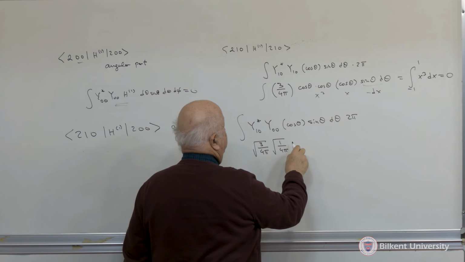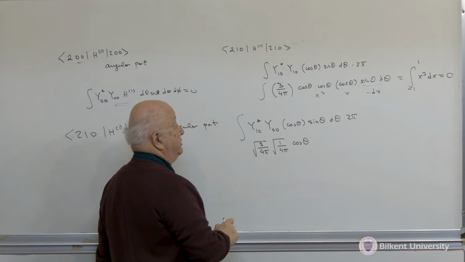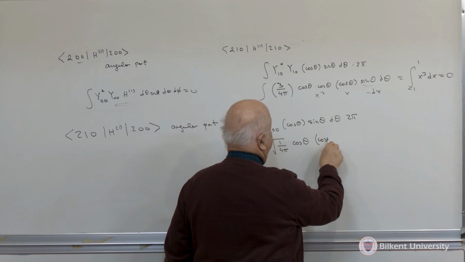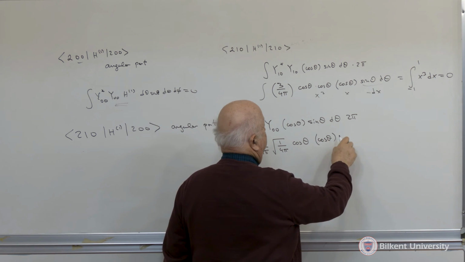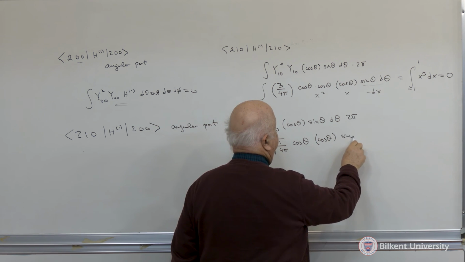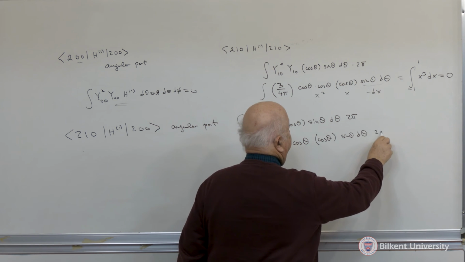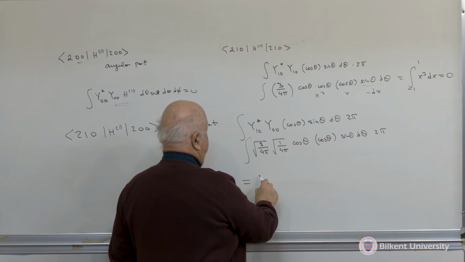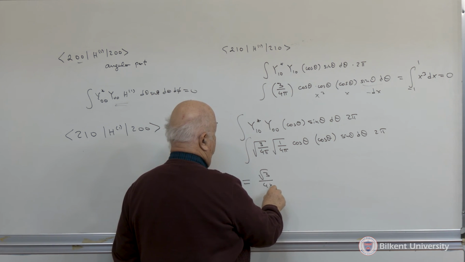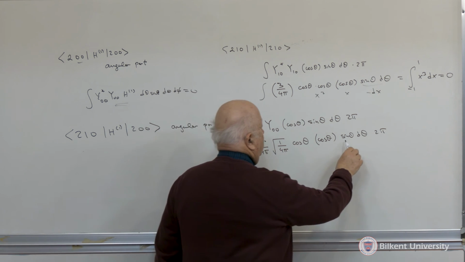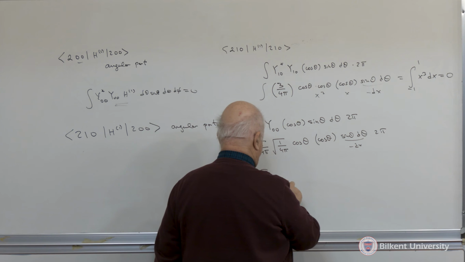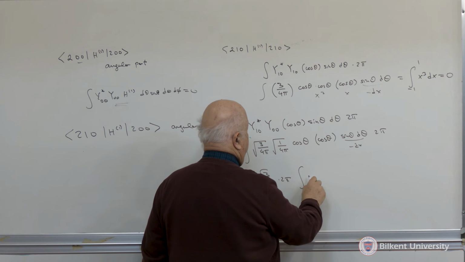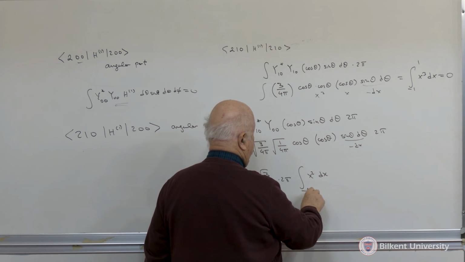So there's a cosine theta which comes from the Y10. Okay, Y00 doesn't contribute anything, so there's another cosine theta here. And then there is this sine theta d theta, okay, and the factor 2 pi. So same sort of things. This is going to give me square root of 3 over 4 pi. Okay, so this is minus dx, but there's a 2 pi that comes from the phi integral. So I am left with x squared dx from minus 1 to 1.